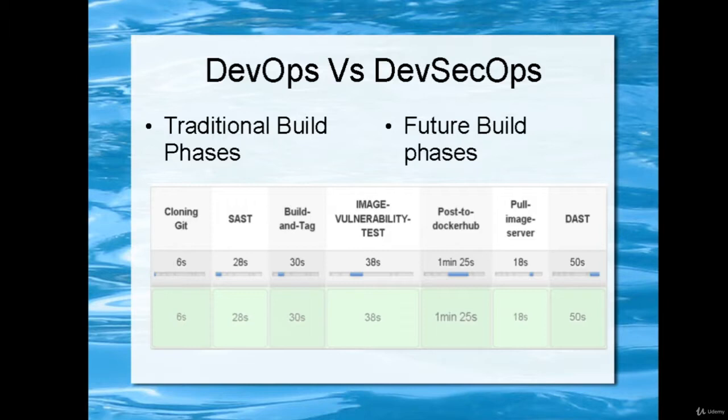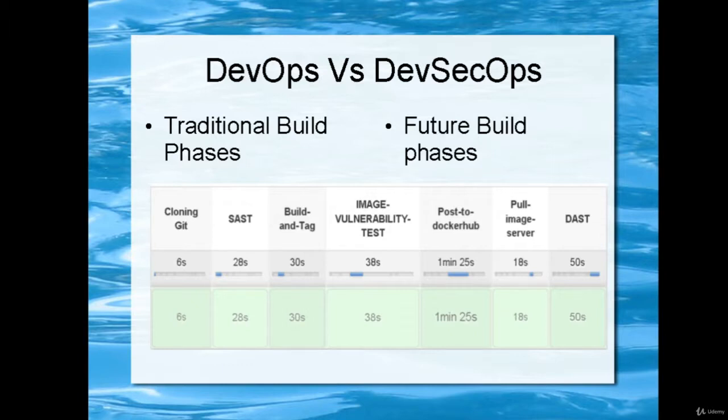Now we will see the difference between the traditional build phases in the DevOps model and the future build phases in the DevSecOps model. This is the DevSecOps model which we are seeing. It's a simple Jenkins pipeline having 7 phases which I am building for my application. The first phase is cloning, the second is SAST. Similarly, we have the 7th phase as DAST. So here I have included 3 security phases.